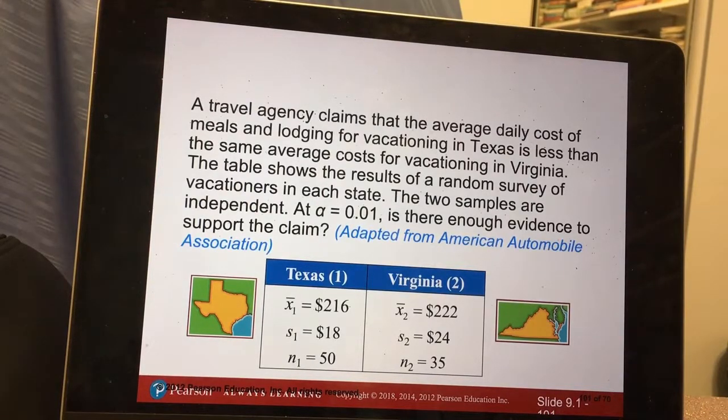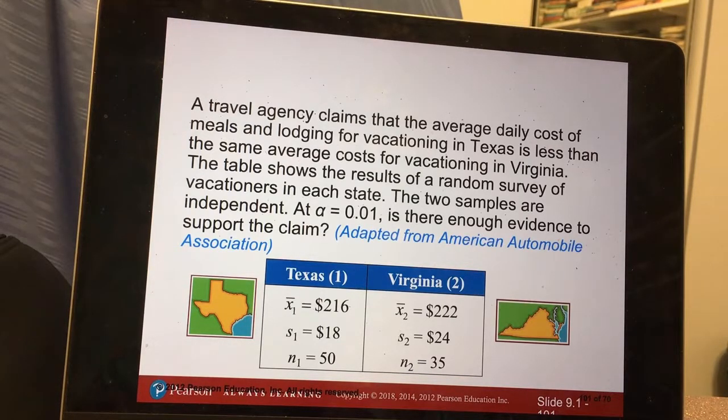A travel agency claims that the average daily cost of meals and lodging for vacationing in Texas is less than the same average cost for vacationing in Virginia. The table shows the results of a random survey of vacationers in each state. The 2 samples are independent. At alpha is 0.01. Is there enough evidence to support the claim?